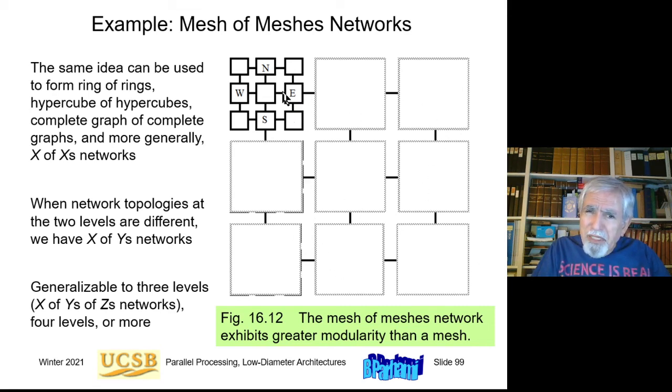So what is the difference between this and a 9 by 9 mesh? It has fewer connections between these clusters. In this region, it's identical to the 9 by 9 mesh. In this region, it's identical. The connection between these two regions is missing, these two links.